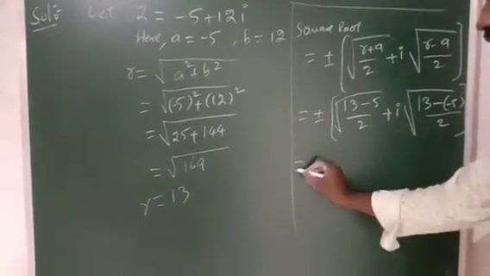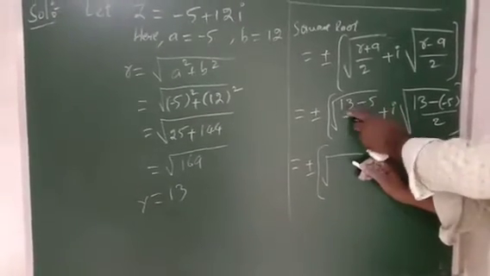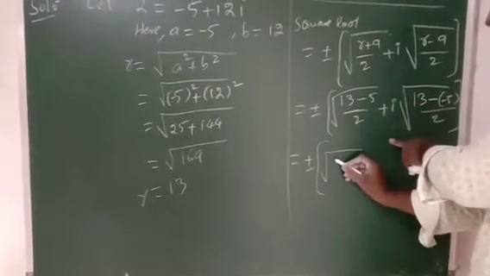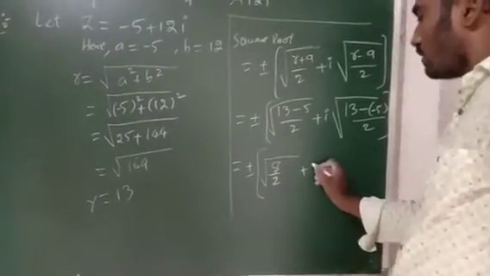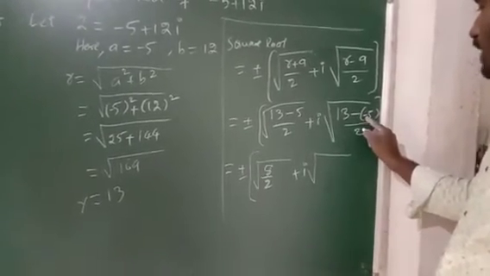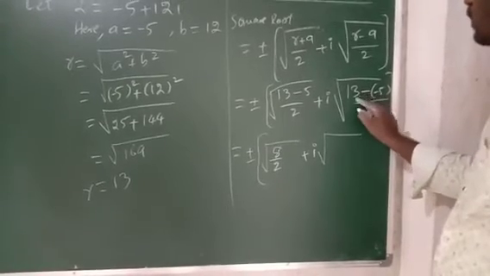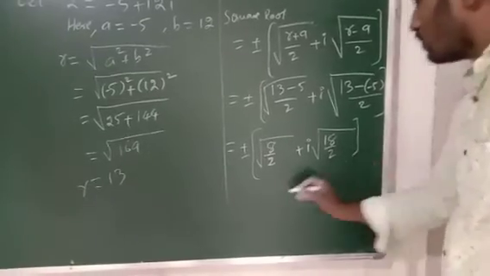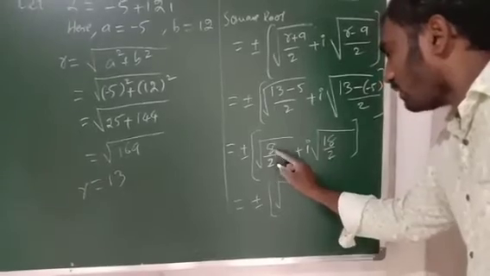So this is equals plus or minus under root of 13 minus 5, 13 minus 5 is 8, by 2 plus i into under root of 13 minus into minus is plus 5, 13 plus 5. Here minus into minus becomes plus. So 13 plus 5 is 18 by 2. So this is equals plus or minus under root of 8 by 2.